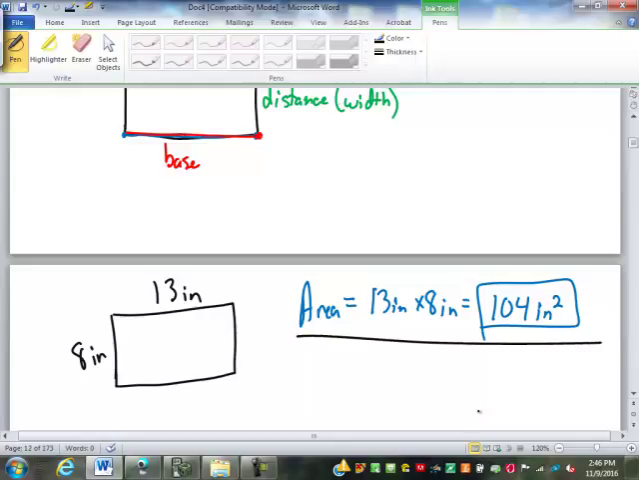Now, this is a rectangle. Of course, for a rectangle, all these corners have to be square corners or right angles. To signify that that's a right angle, to symbolize it, we just put that little square in the corner.